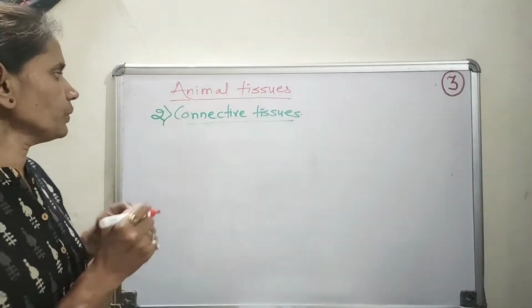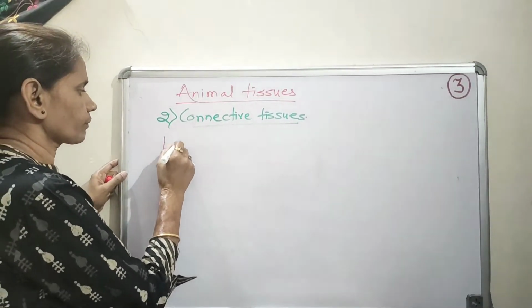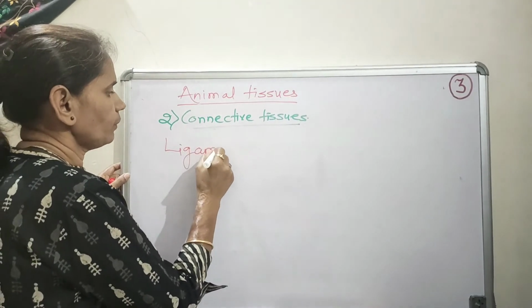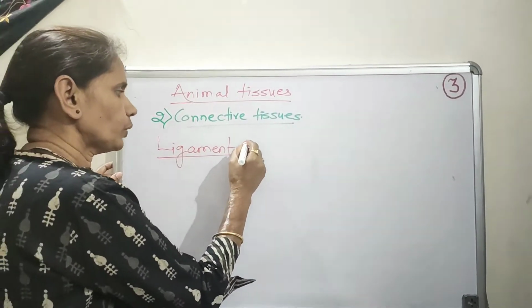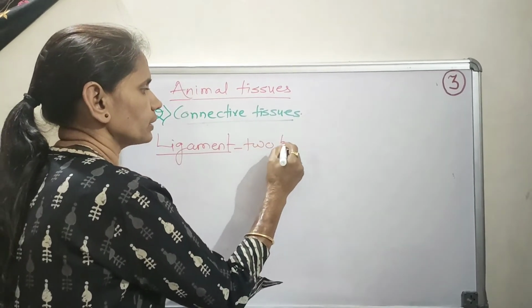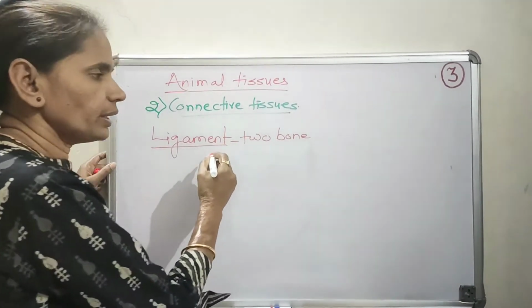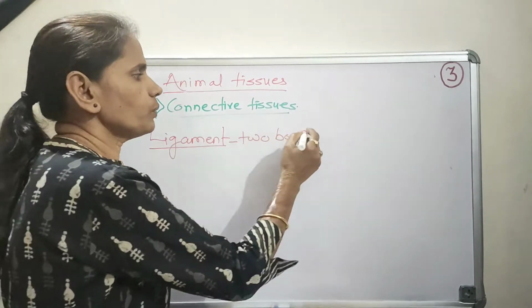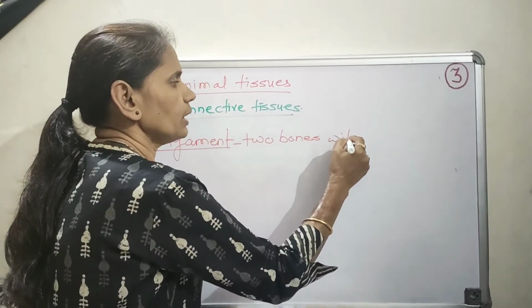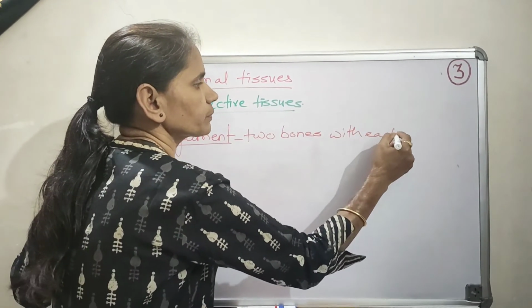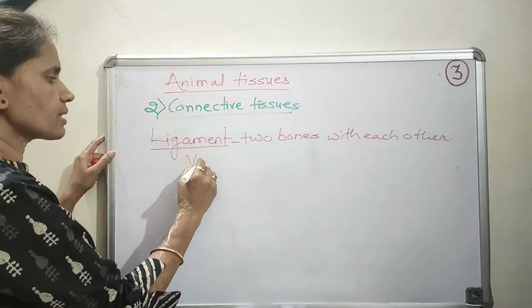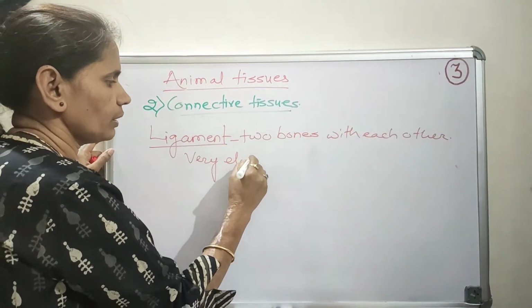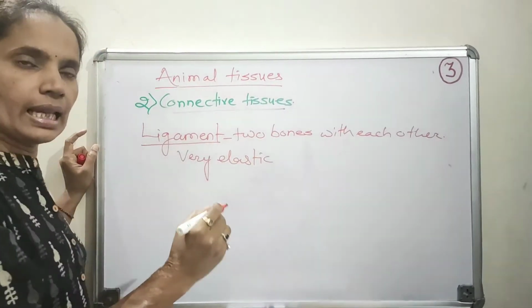Next connective tissue is the ligament. Now this type of connective tissue joins two bones with each other. So the connective tissue which joins two bones with each other is known as ligament. The ligament is a very elastic tissue.